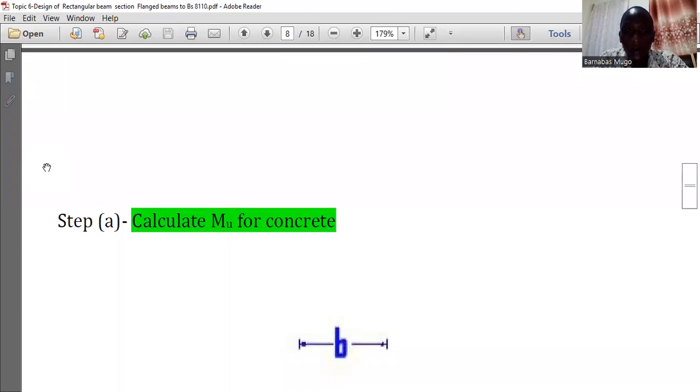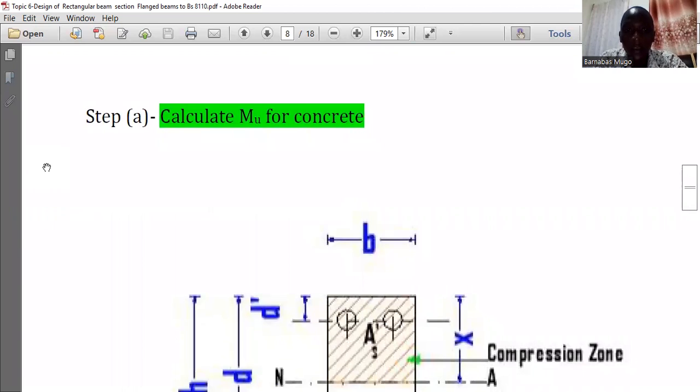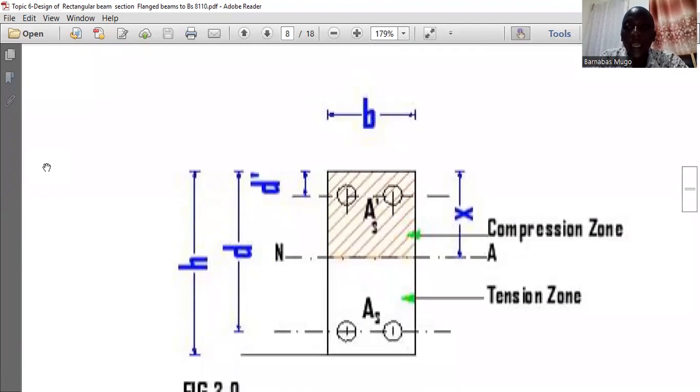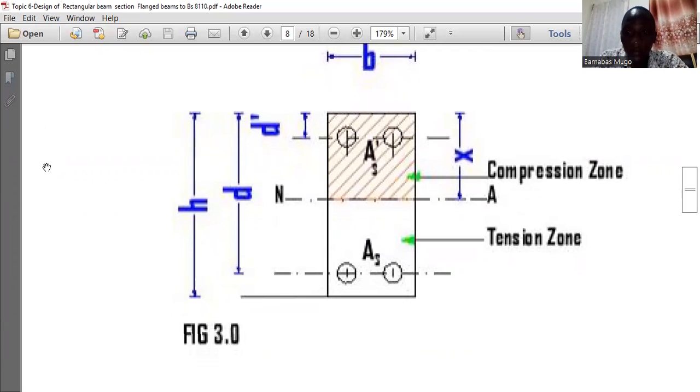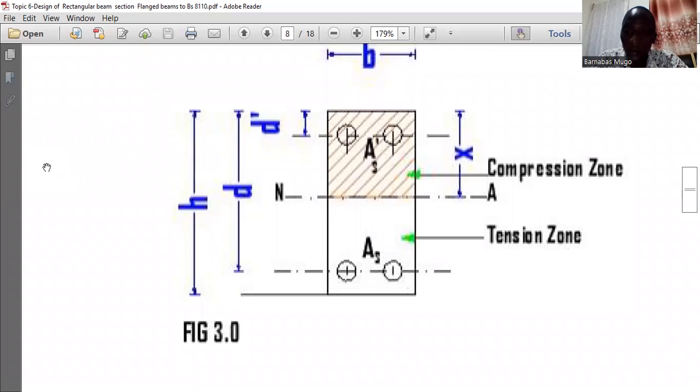Then you need to calculate the MU, which is the ultimate moment of the concrete, and we are going to do it practically. You need to know that we have the neutral axis, NA. You have the distance X, which is from the center, the neutral axis, to the furthermost part of that structure. Then we have the tensional zones and also the compressional zones.